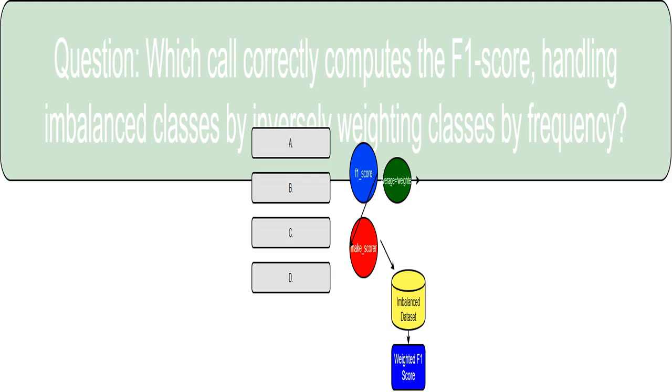I'm asking you to identify the correct make_scorer call that computes the F1 score, considering that we must handle imbalanced classes. This means I need a scorer that weights the classes based on their frequencies. Let's find the best fit.